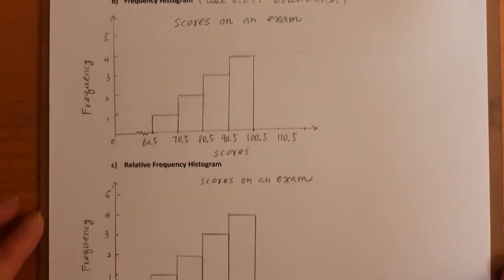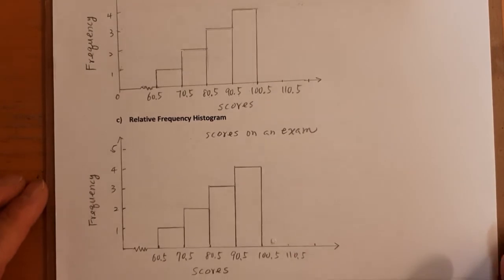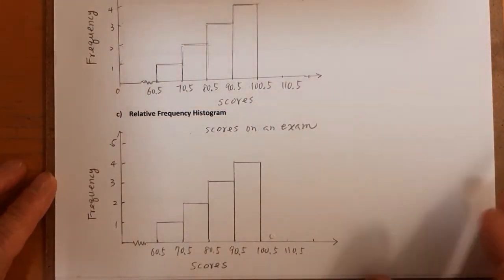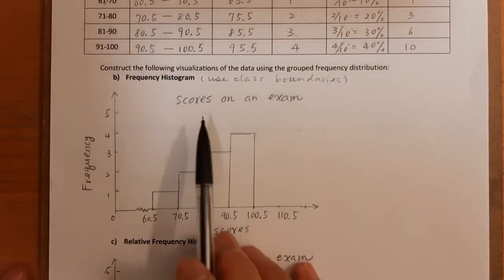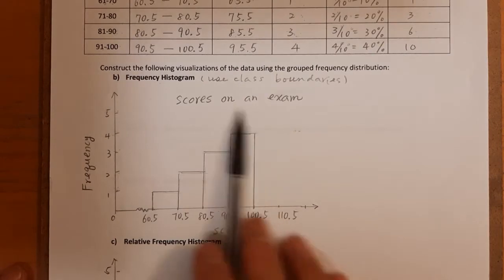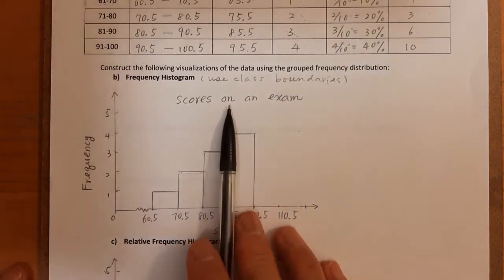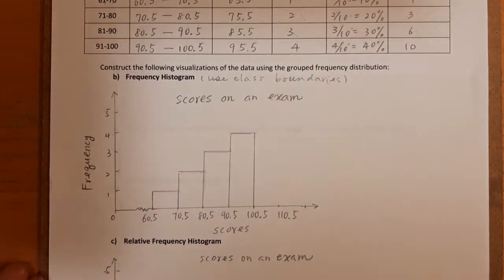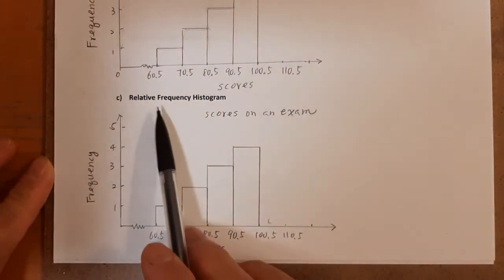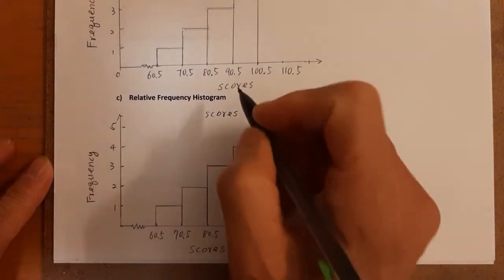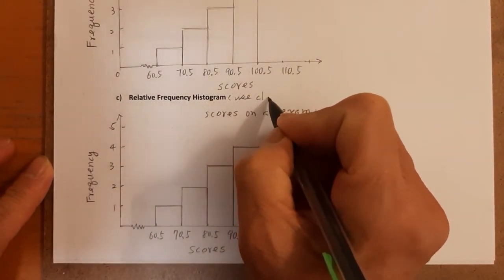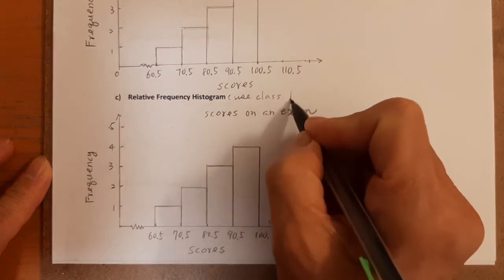Then next one is the relative frequency histogram. I forgot one thing. You have to indicate the title of this graph. The title of this graph is scores on an exam. Then next, this relative frequency histogram also uses class boundary.